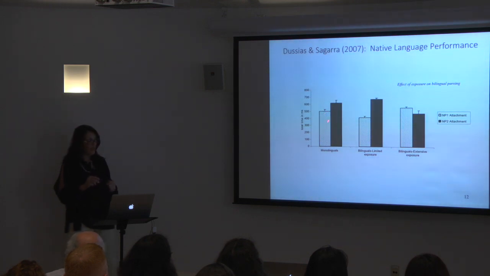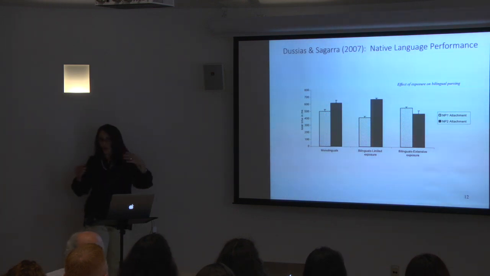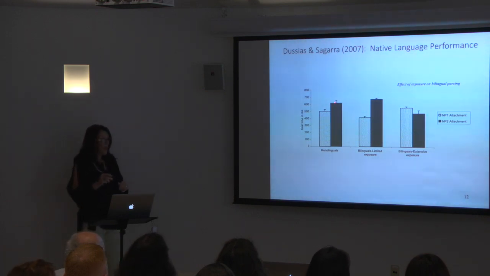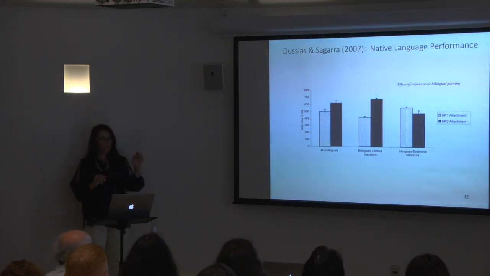The light bar represents fixation durations on the preferred strategy that Spanish speakers use, and so high attachment, whereas the black bar represents low attachment. And what you find is that monolingual Spanish speakers do exactly what they're supposed to do when they read sentences in which the disambiguation matches what they expect to see. They're easy to read. If it doesn't match, it takes them longer. The bilinguals in Spain do exactly the same thing. But the bilinguals in the US don't.